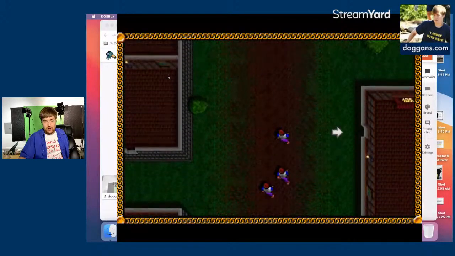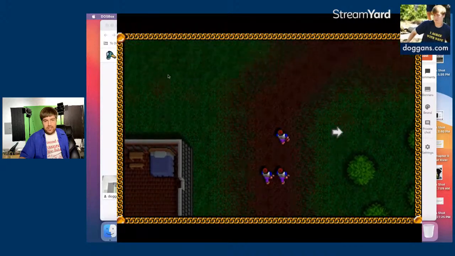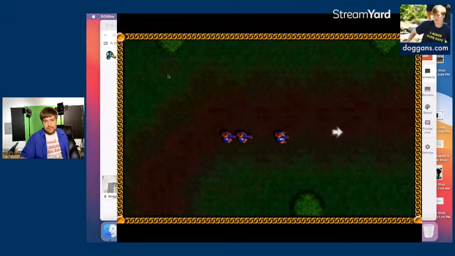Running around exploring little houses, looking for details, probably missing the important ones.